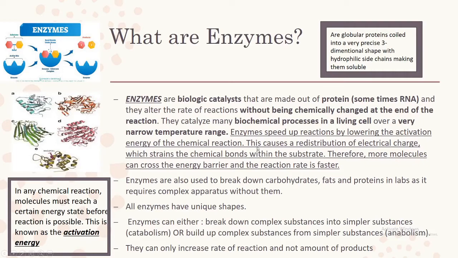Now what certainly happens? This causes a redistribution of electrical charge which strains the chemical bonds within a substrate. Substrate is the molecule that an enzyme acts on. Therefore, more molecules can cross the energy barrier and the rate of reaction is faster. Because chemical bonds are very related with electrical charges, we will learn this in chemistry, but what happens is it redistributes the electrical charge. That's why it makes the reaction happen faster, because more molecules can cross the energy barrier.